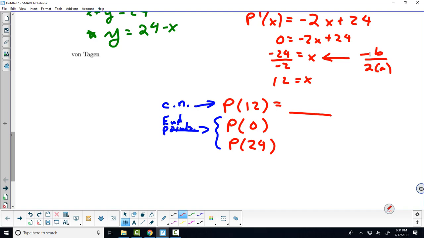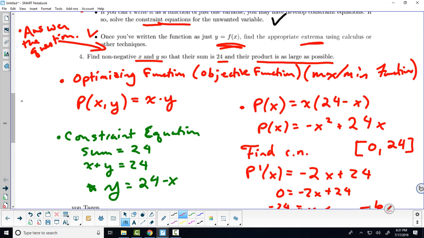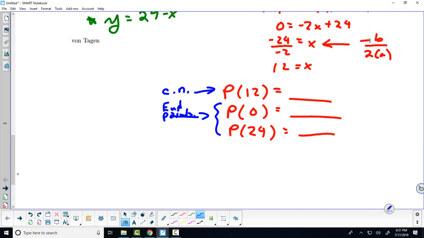Okay. So if we plug 12 into the function, where could I plug it in? Well, I could plug it into any expression of that function. I could plug it into this version right here, but what? I don't know what y is yet. Or I could go ahead and just plug it into this version of the function, or this version. Anyway, when I plug in 12, regardless of where I put it, we end up with 144. When I plug in 0, I get out 0, and when I plug in 24, I get out 0. So where is my global max?